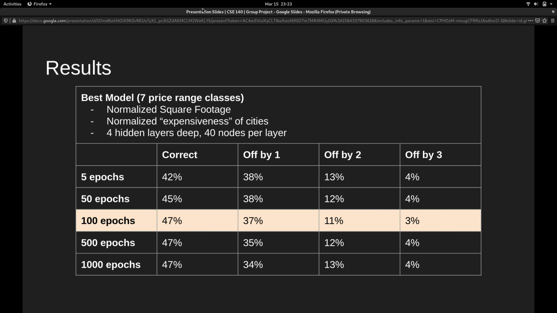So for our results, we found through trial and error that our best model had 7 price range classes, and it used the input vector from the previous page, and it was 4 hidden layers deep, 40 nodes per layer. That was from trial and error. And we found that actually after 100 epochs, it started to get less accurate, and it ultimately had a 47% correct prediction rate with an off by 1, so it guesses 1 class too high or 1 too low, of 37%, so over an 85% near guess rate.